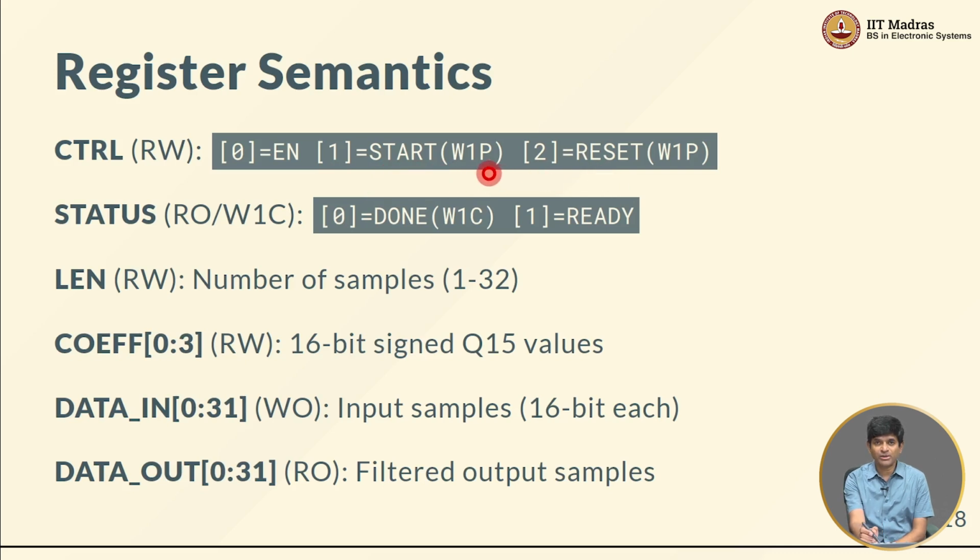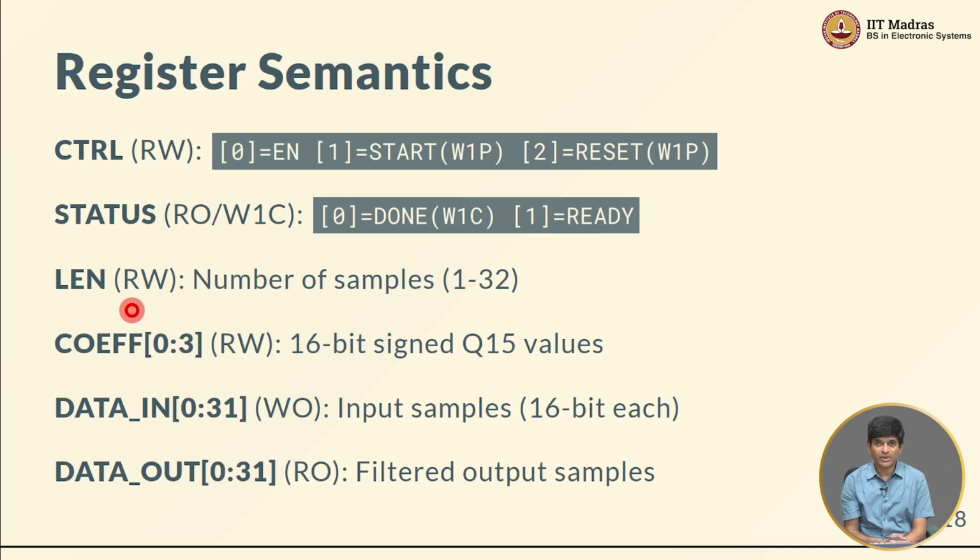Both of these are W1P, meaning that they are pulsed signals. If I write and then I read back from there, I am not going to find a 1 corresponding to the bit that I wrote. It will basically send in a 1 and it will clear it immediately. Now the status signal is read only except for one bit, which is a write one to clear. It has two bits that are relevant to us. One of them is the done bit and the other is ready, which basically says it's ready to accept new data. Okay. The length register is something that's going to be internally maintained.